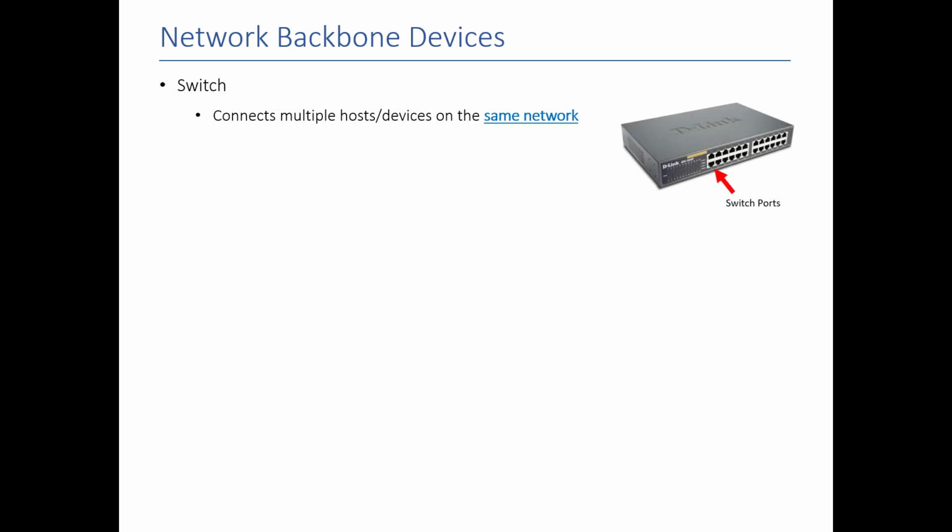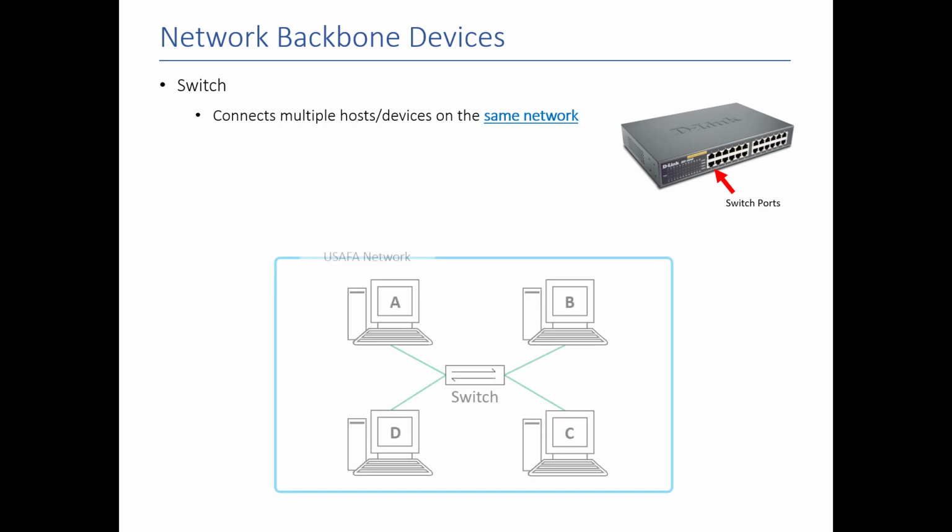Now we're going to talk about each device. So a switch is basically a device that connects devices on the same network. This is what an industrial switch looks like. You can have hundreds or maybe even thousands of them. There are tons of them in USAFA. Basically every squadron, I think, has a switch.